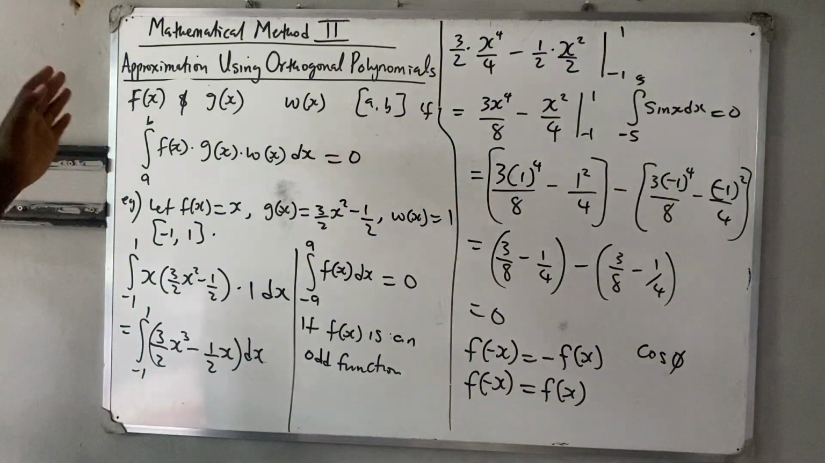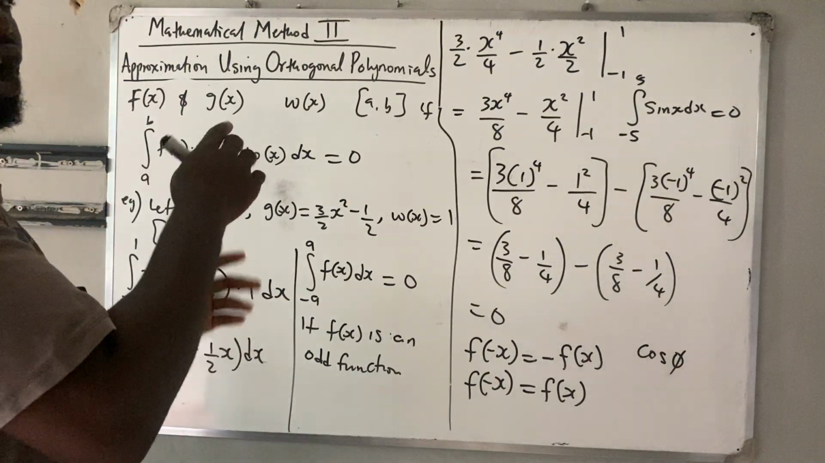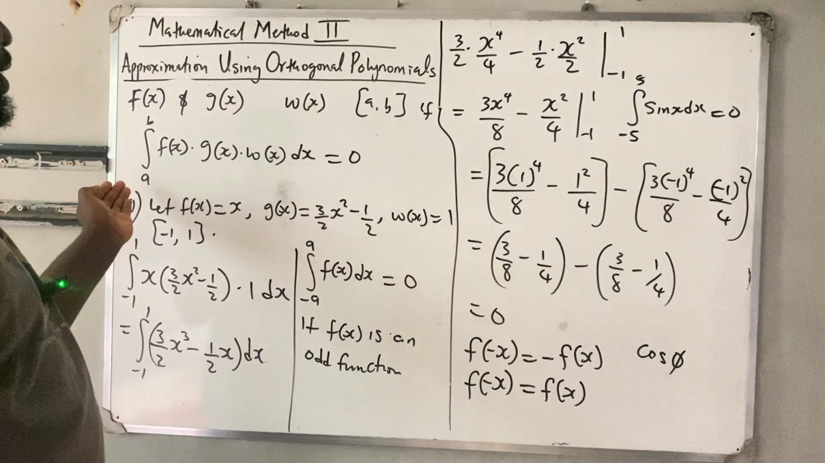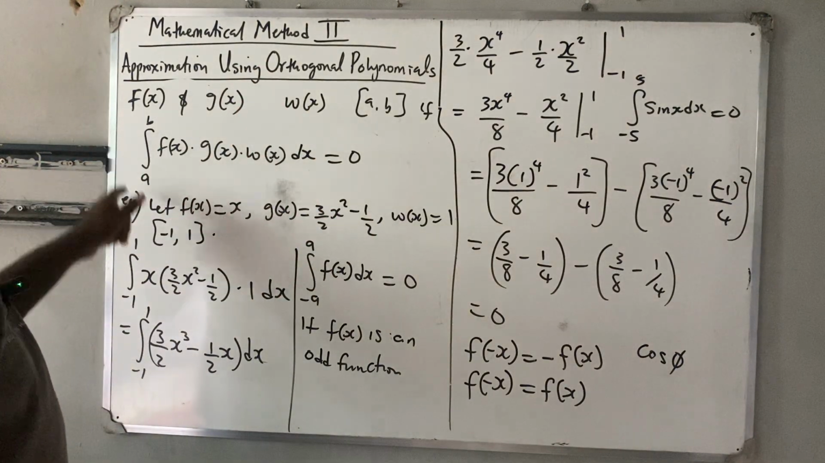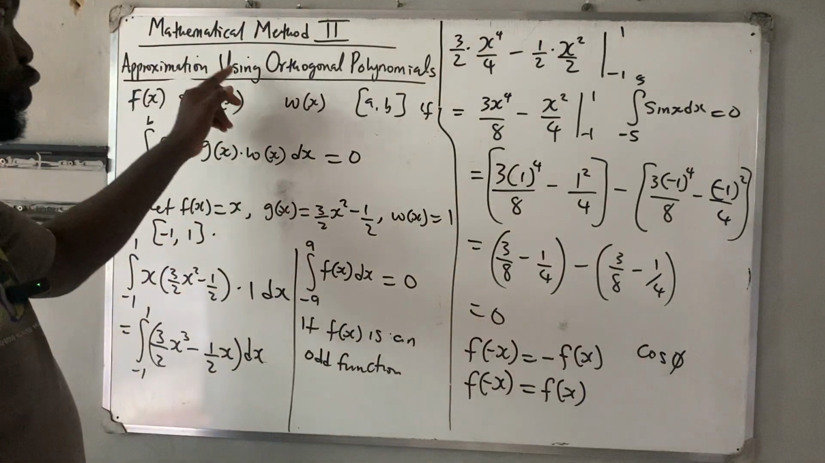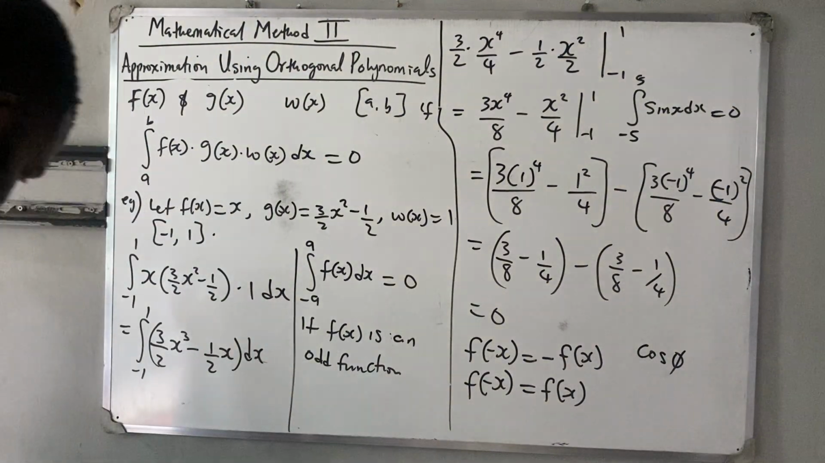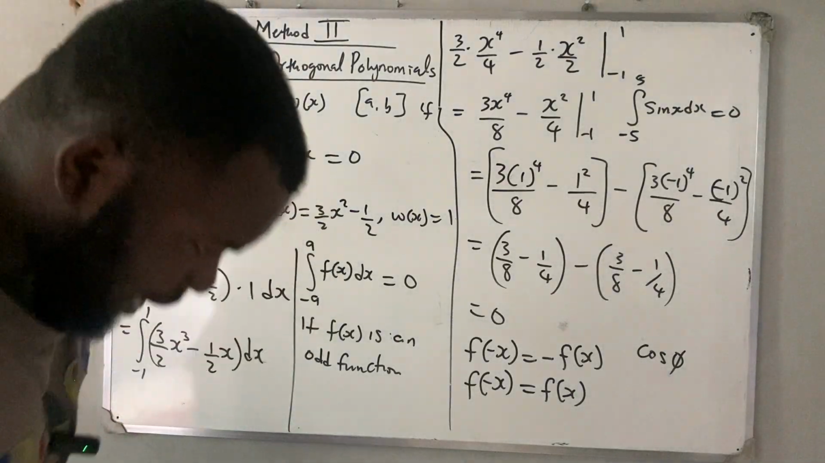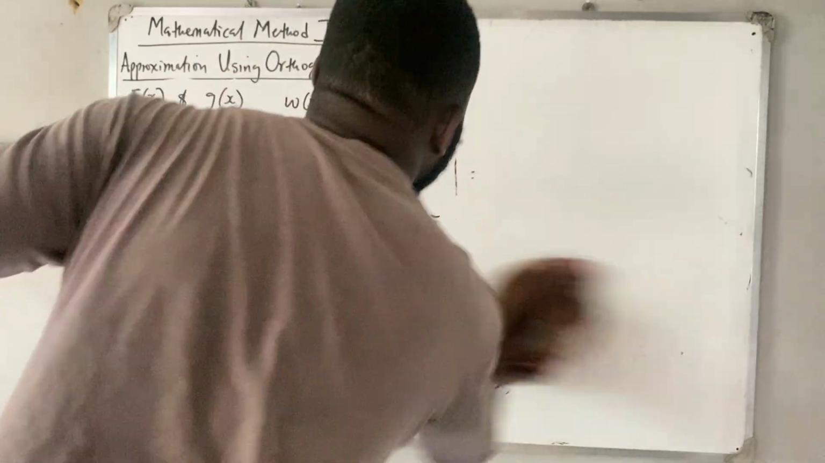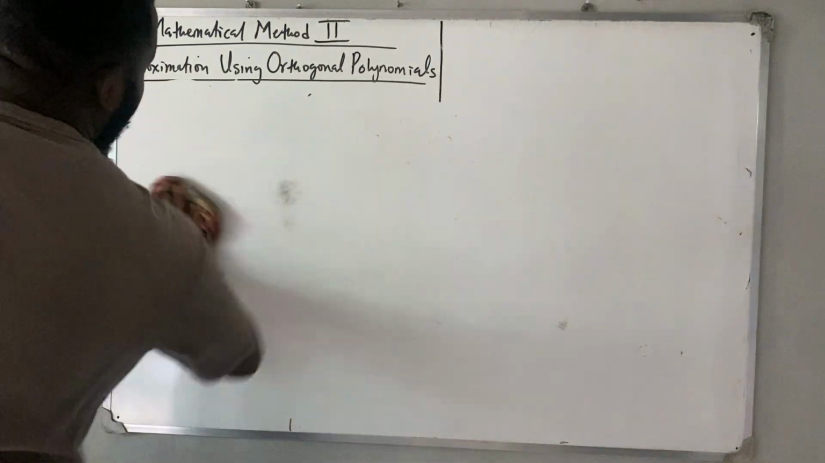So the approximation using orthogonality shows that if we can expand a given function into a power series, and we pick any two terms of the power series and multiply by the weight function, and then we take the integral with the boundary that is given, it must give us 0. That is why we call it approximation using orthogonal polynomials. Okay, so now, with this said, let us go to the main thing we are here to do, which is the approximation using orthogonal polynomials. So you have understood what we mean by orthogonality or orthogonal polynomials.